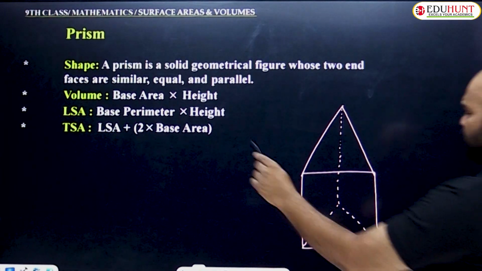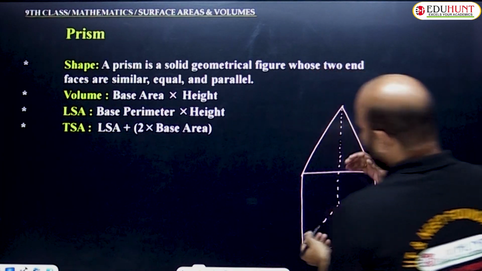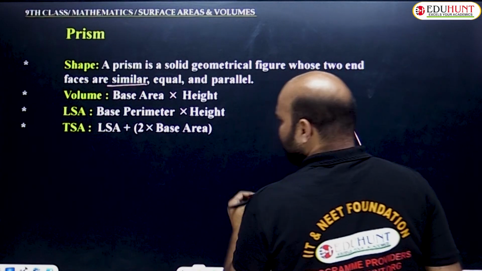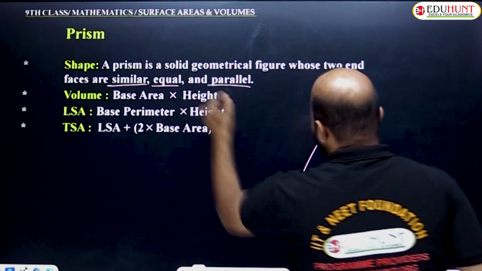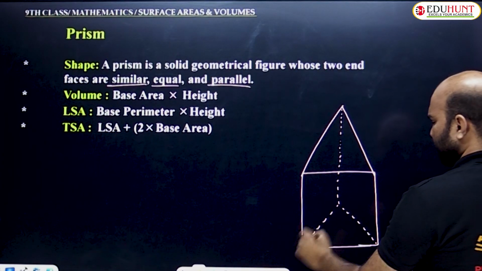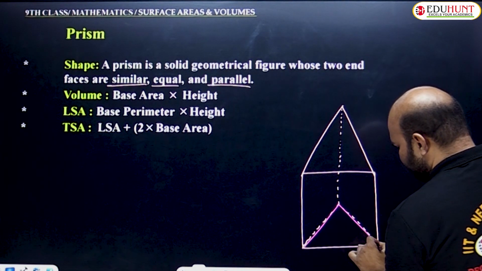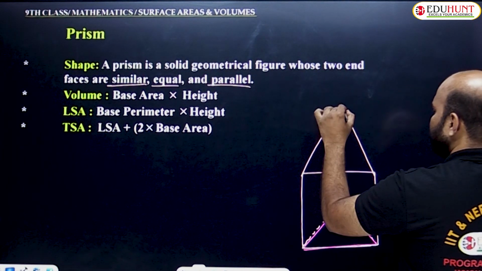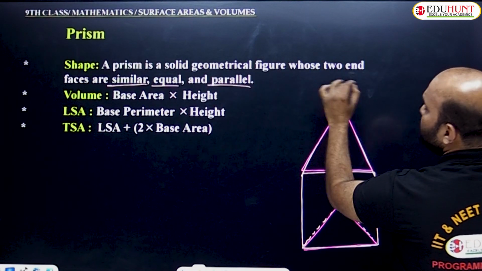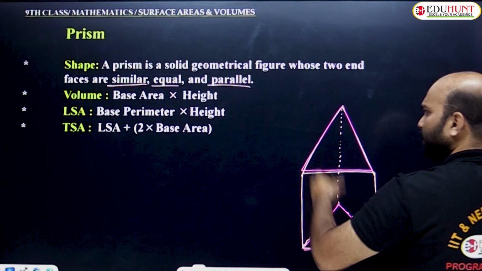A prism is a solid geometrical figure whose two end faces, the lower surface and upper surface, are similar, that is identical, equal and parallel. So the lower and upper surfaces are equal. Here the lower surface has a triangle shape, and the upper surface is also a triangle. So a prism's two end faces are similar, equal and parallel.